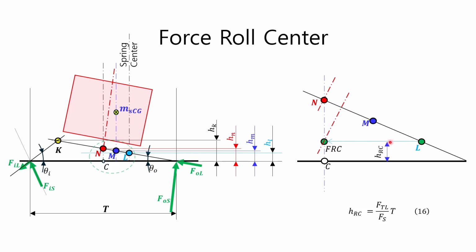This is because the transverse location of the force roll center is irrelevant in calculating the height of the force roll center. The transverse location of the force roll center should be a well-defined location that makes it easy to calculate the rolling moment caused by the sprung mass and the transverse location of the sprung center of gravity, MSCG. Regardless of the transverse location of the force roll center, the height HRC of the force roll center FRC must be at a location that satisfies the load transfer equation 16.